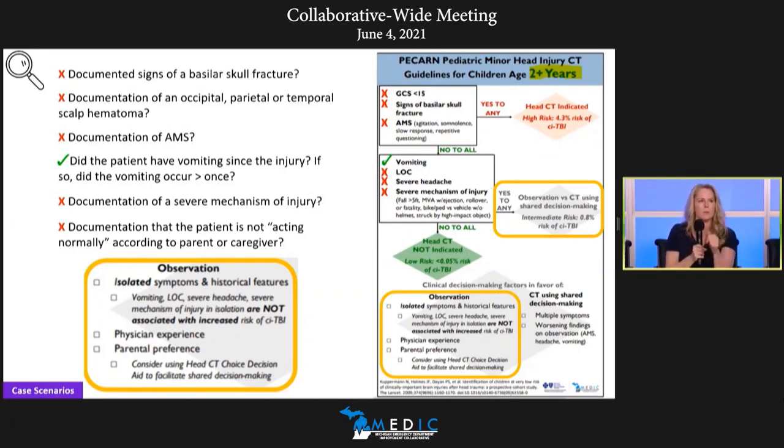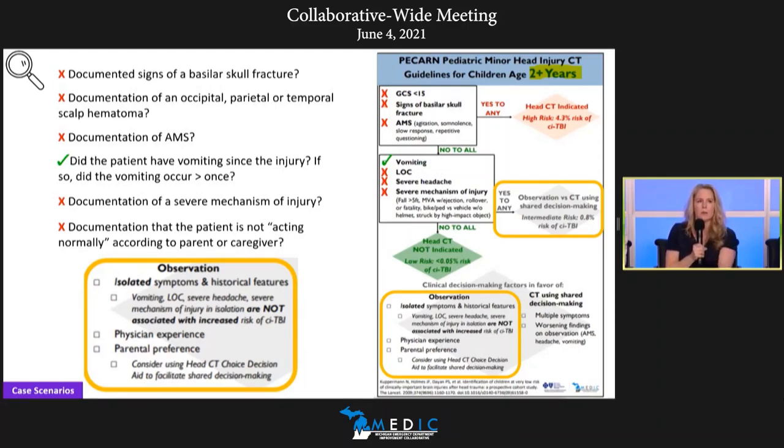So again, when we're looking at all of our negatives, there's no physical sign of any type of skull fracture, hematoma, nothing like that. He doesn't have altered mental status. He's acting as expected. He did have vomiting more than once, but no severe mechanism. And again, to stress, per parent, he technically is acting normally. And again, when we look at these, this is an isolated symptom that he had only the multiple episodes of vomiting. That's the only thing we were able to effectively capture on this one.